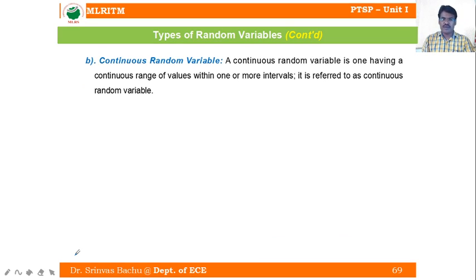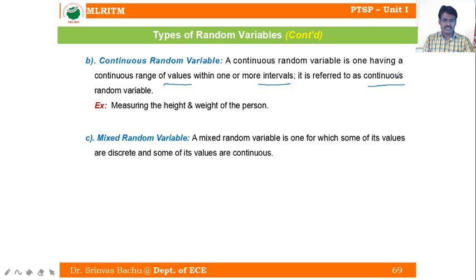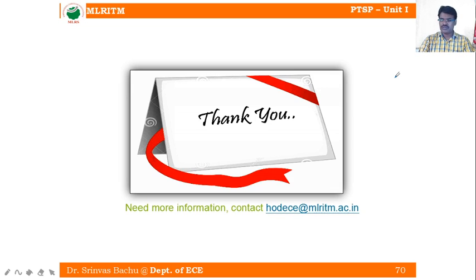Now the continuous random variable. A continuous random variable is one having a continuous range of values, meaning it contains an infinite number of values within one or more intervals. It is referred to as a continuous random variable. Example: measuring the height and weight of persons. It is continuous, varying within some interval. A mixed random variable is one for which the set of values is both discrete and continuous. It is called a mixed random variable.